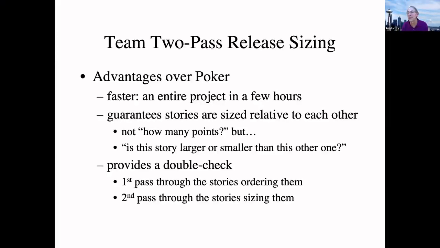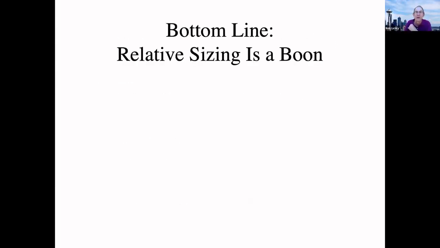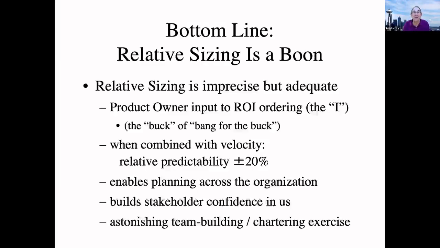And it provides a double check, because as some of you found, I saw at least one table rearranging where one of those fruit went during the second pass, and saying, you know, it doesn't belong here. So the first pass is very fast. The second pass is also very fast, but you catch the relative errors that you made in the first pass through. So the bottom line is relative sizing is a boon.